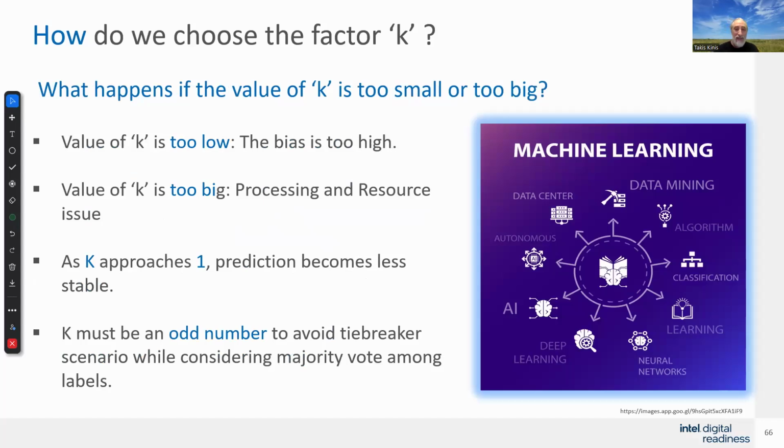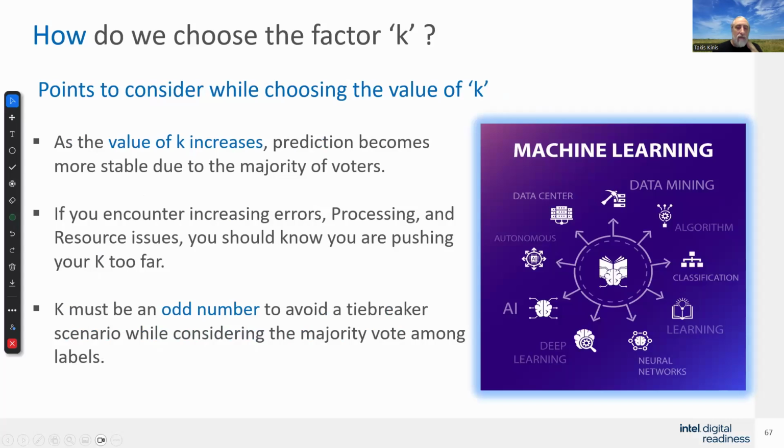All right. If it's too big, it can create a processing issue because we have to crunch the numbers for all the stuff that it's included, right? So you don't want to make it too big. You don't want to use like a 10-digit number. Probably doesn't make sense. All right. As K approaches 1, meaning when it gets too low, it becomes less stable, so it doesn't really predict as accurately. And once again, that odd number thing. The whole reason for the odd number is to not have to have a tiebreaker, right? If the data points are really close. Some things to think about.